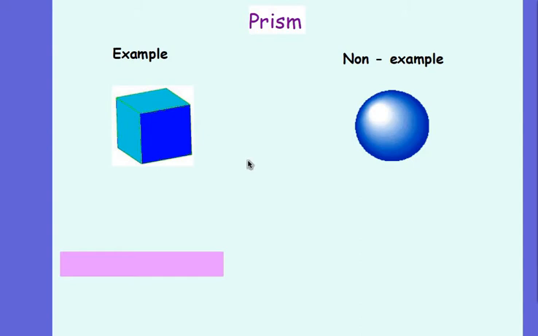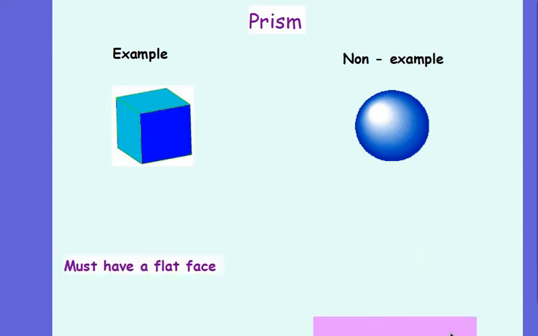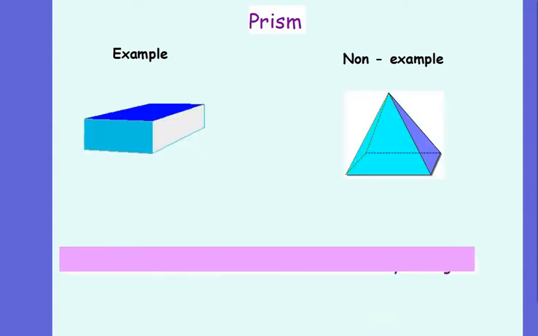Okay, Sophie, what do you reckon a prism's got to have? It's got to have a flat face. The example of a cube's got flat faces, whereas the sphere hasn't got any flat faces. So to be a prism, it must have a flat face.